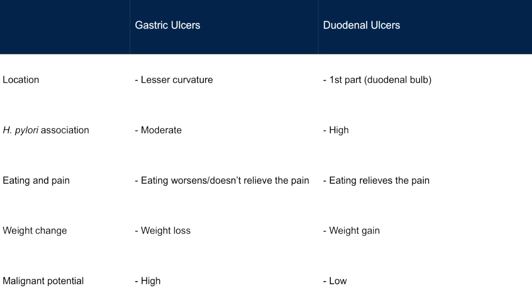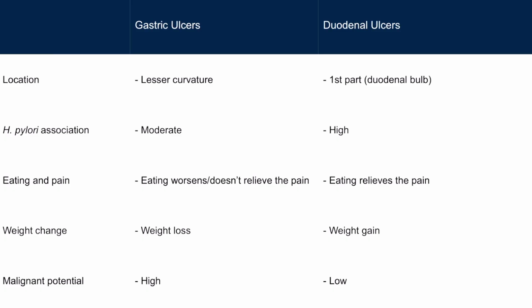Gastric ulcers are usually located on the lesser curvature of the stomach and are less associated with H. pylori infection. Eating may worsen the pain of gastric ulcers. This is due to food stimulating more gastric acid release, leading to more mucosal irritation and worsening of the symptoms. This could eventually lead to weight loss as patients will avoid eating to not exacerbate their pain. Gastric ulcers are more likely to be malignant than duodenal ulcers and will warrant endoscopy with biopsy to exclude malignancy once diagnosed.